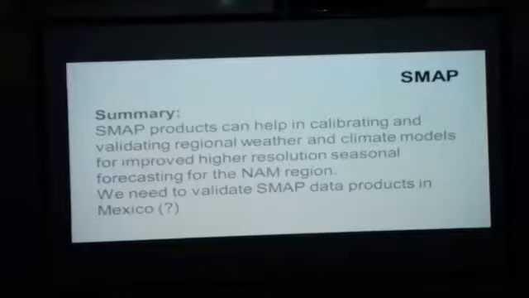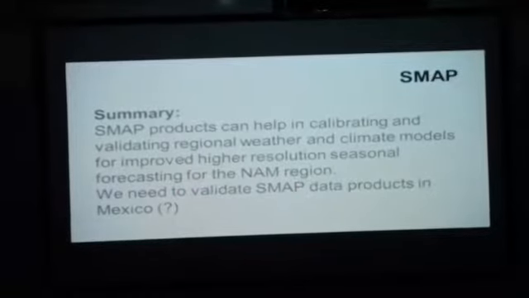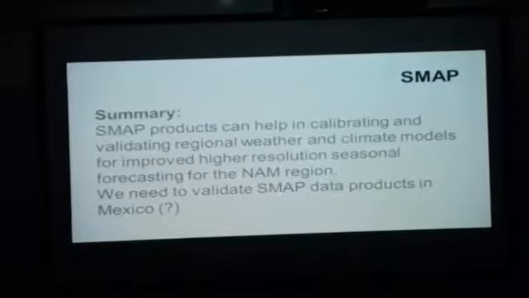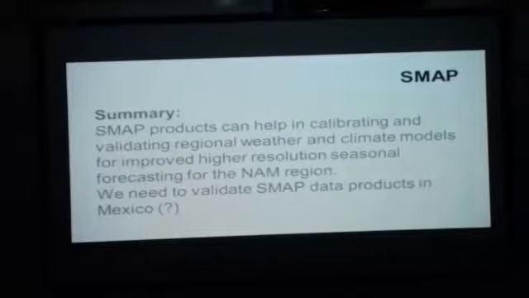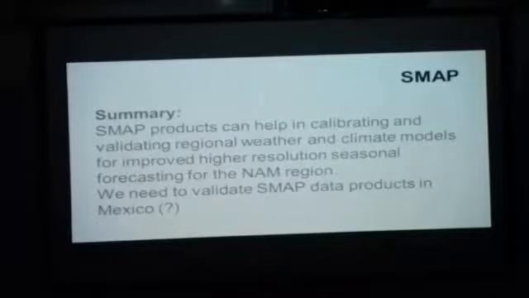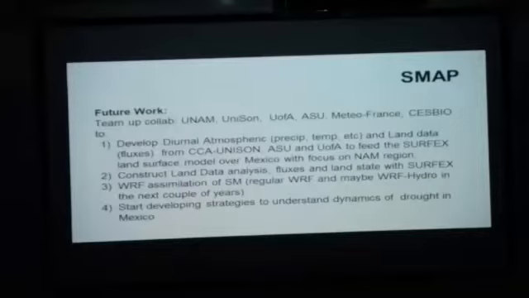So what we see here is an opportunity to calibrate and validate regional weather and climate models for improved higher resolution. Remember, we will have 9 kilometer resolution, and that will help us to improve the forecast for the North American monsoon region. And also, I don't know if somebody is validating or is going to be validating the SMAP data in Mexico. Remember that everything has to do with the land cover, how it is registered, and how it is taken into account by the different land surface models. So that's something that we need to do.